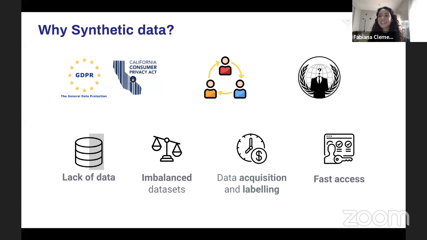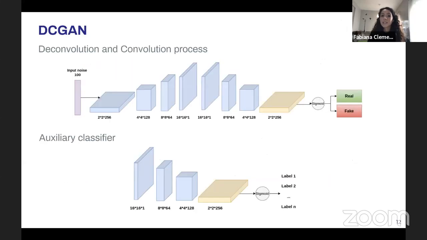So, synthetic data, in a nutshell, allows data science teams to have fast access to data and validate the project feasibility without dependencies on other teams. So, now that we are all on the same page about synthetic data, let's go back to GANs. I will here share two architectures that can be used, for example, to generate synthetic data.